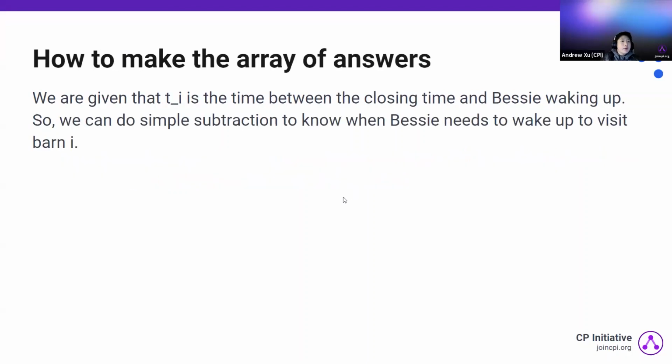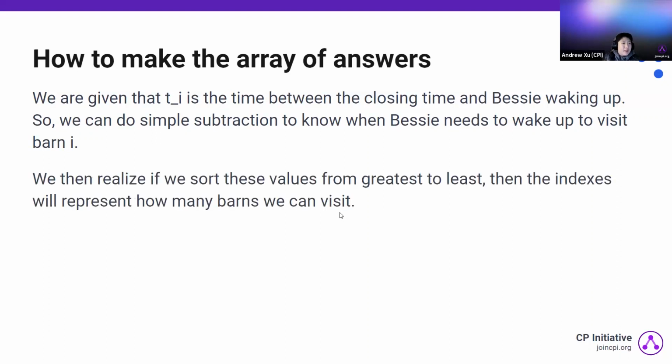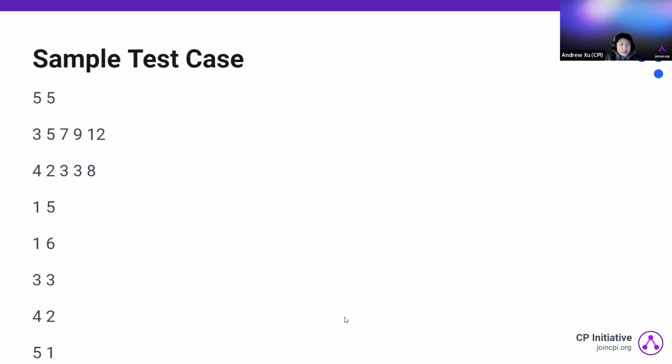Okay, so since we have to answer in O(1), we want to make an array of answers. Basically, we do subtraction to know when Bessie needs to wake up to visit barn i. After that, if we sort it from greatest to least, the indexes will represent how many barns we can visit. Okay, so we can go over a sample test case with this.